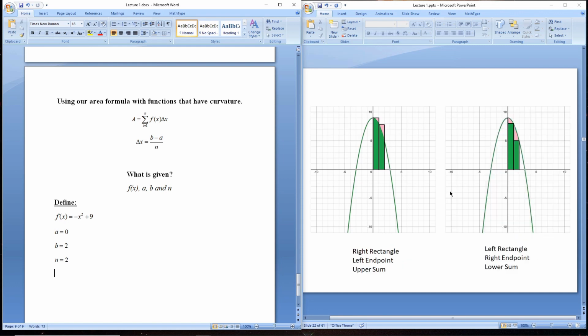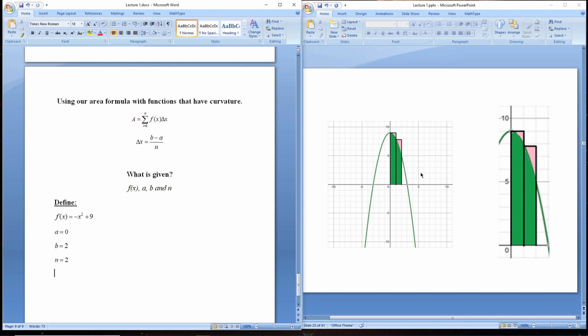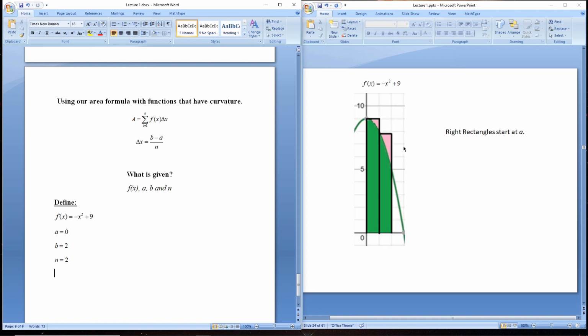And let's just focus on these one at a time. So let's focus solely on just right rectangles. I'm just going to take the right rectangle graph, here it is right here, and I'm going to zoom in on it just so you can see things a little bit clearer. So I zoomed it in over here, just cropped it up a little bit. I'm going to take this zoomed in picture and start with that. And I put the function here just to remind you of our function.